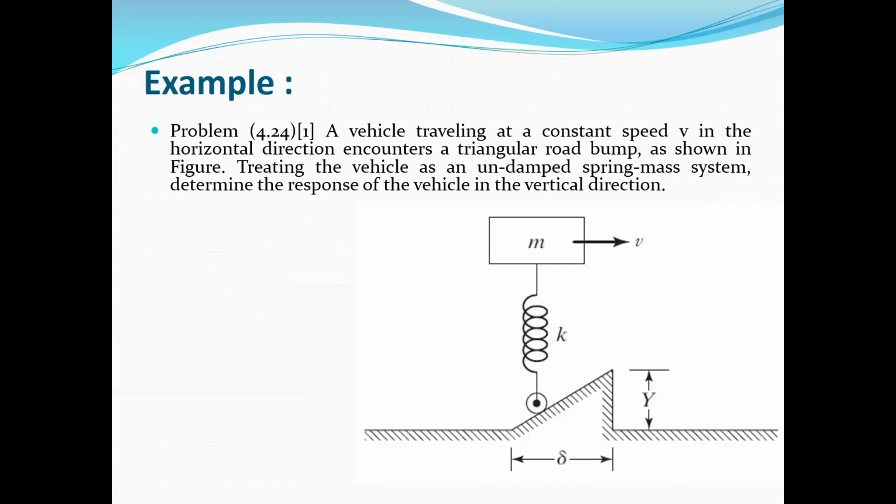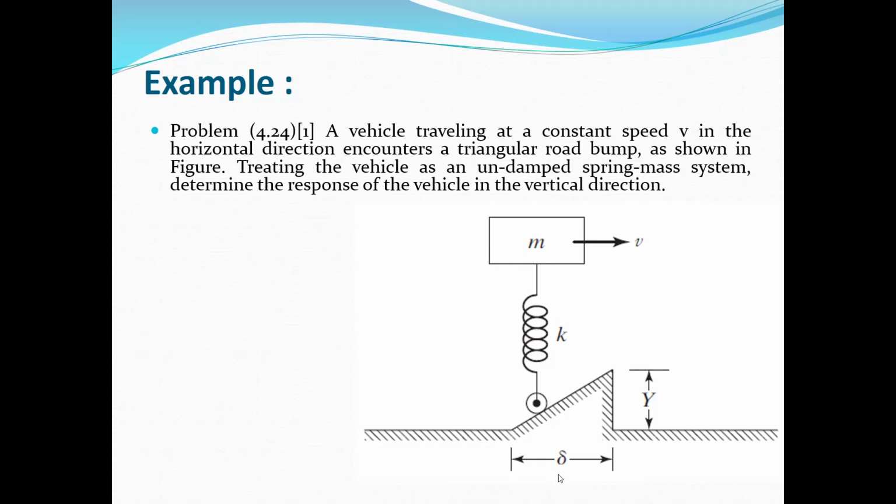Okay, we have one example to understand better the application of the convolution integral. A vehicle traveling at a constant speed v in the horizontal direction encounters a triangular road bump, as shown in the figure. Treating the vehicle as an undamped spring-mass system, it means we don't have damping, C is equal to 0. Determine the response of the vehicle in the vertical direction.